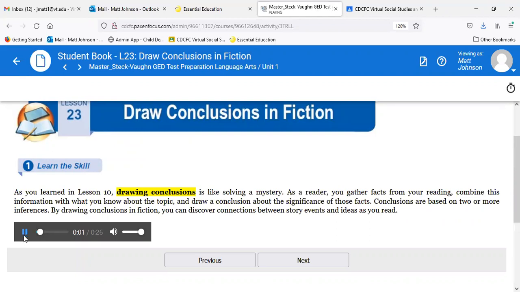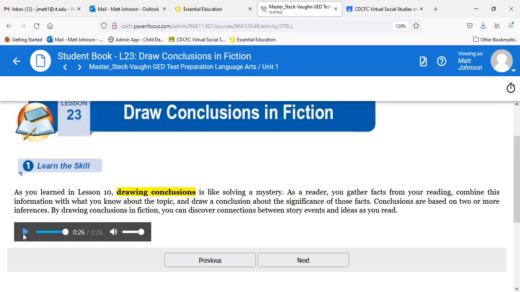As you learned in Lesson 10, drawing conclusions is like solving a mystery. As a reader, you gather facts from your reading, combine this information with what you know about the topic, and draw a conclusion about the significance of those facts. Conclusions are based on two or more inferences. By drawing conclusions in fiction, you can discover connections between story events and ideas as you read.